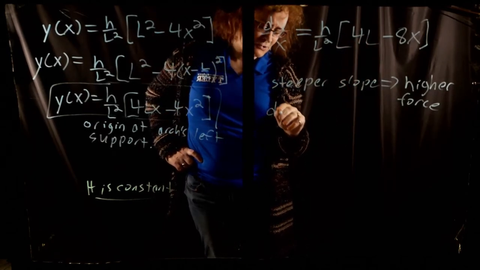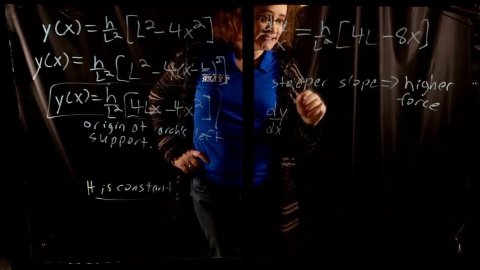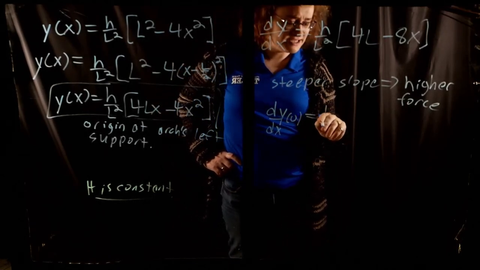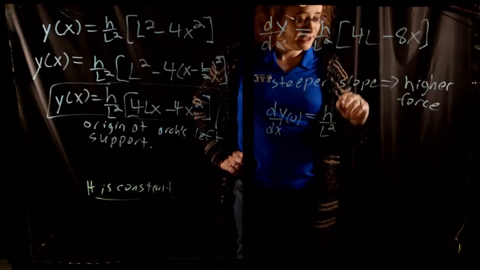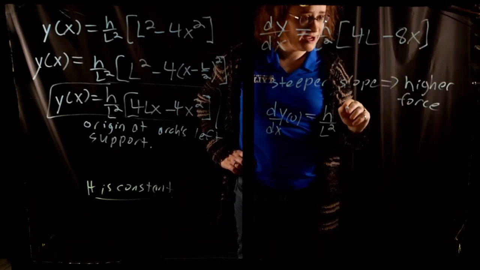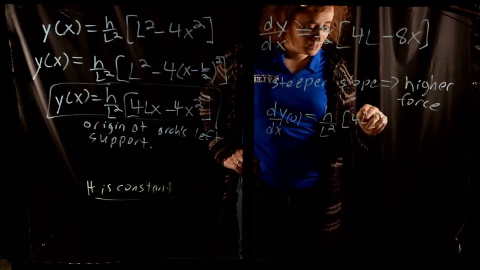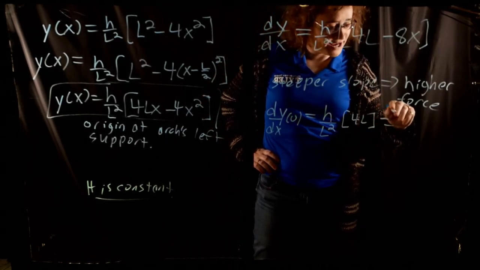So dy/dx at 0 is H L squared, and that term will go away, and just times 4L, or simply 4H over L.